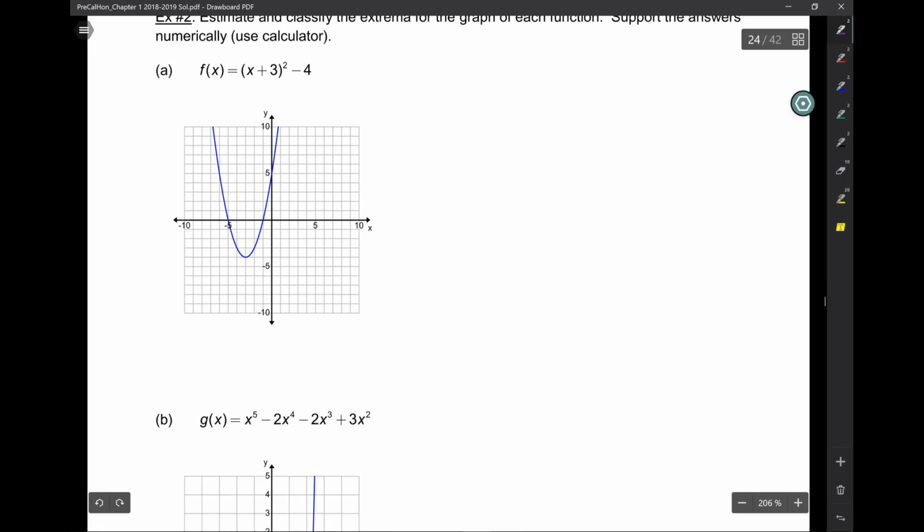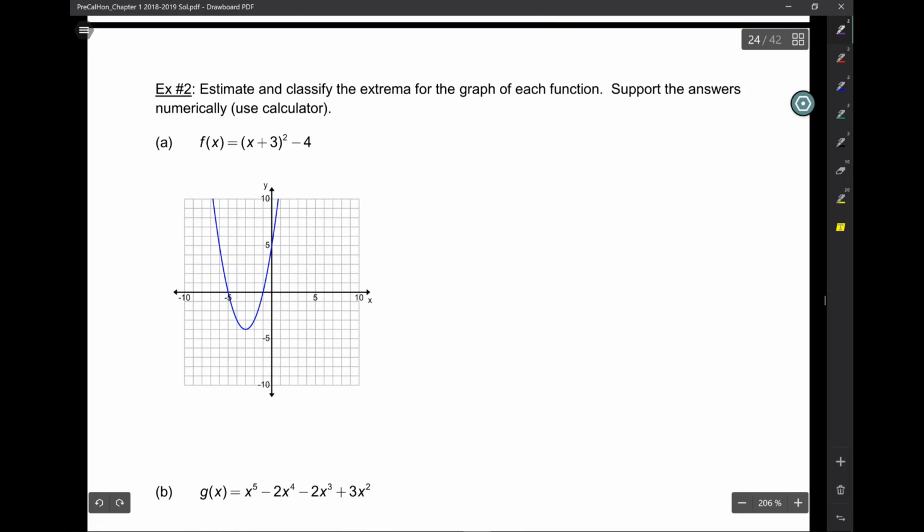Estimate and classify the extrema for the graph of each function. I don't think we need a calculator because I think these are pretty clear. So, what do you think? What's going on here? There's only one. Right, there is an absolute minimum at f of -3 equals -4. So this one I'm going to leave in coordinate form, and then I'm going to specify.